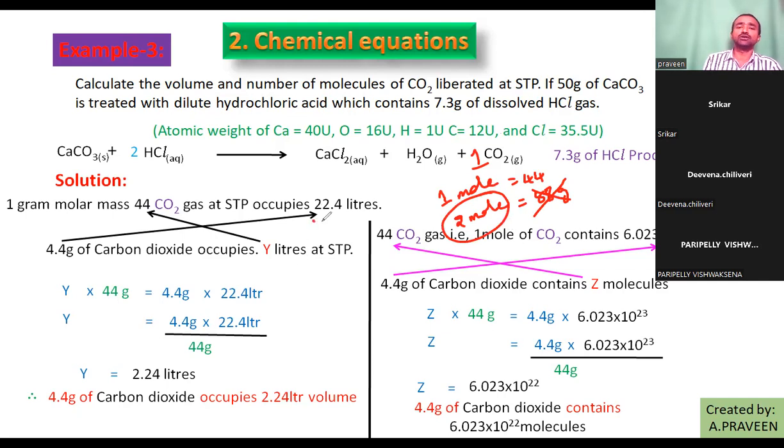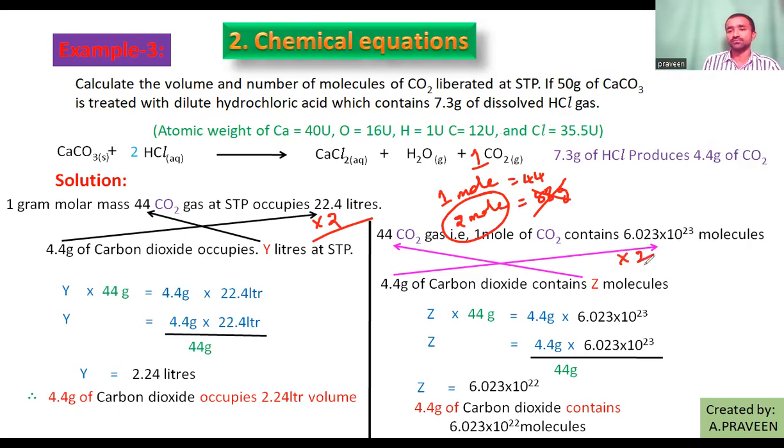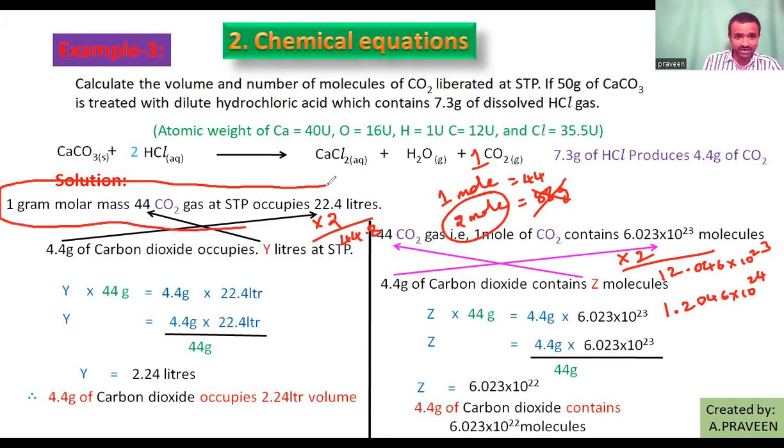Okay, simple. Into 2. Here also, same. Into 2. What will you get? 44.8. Here, 12.046 into 10 to the power of 23, reducing to 1 decimal, 1.2046 into 10 to the power of 24. That's it. Very easy one. Got it? The number of times you are multiplying to this one, this is a very, very important thing.